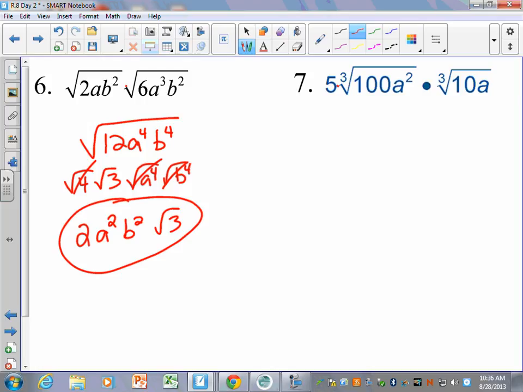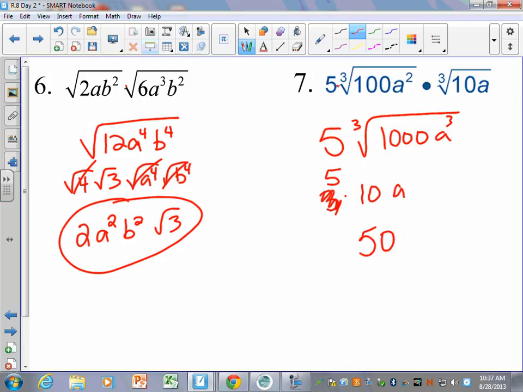Should work out nice today. We should have nothing left under the radical, right? 100 times 10 is 1,000. And then a to the third. And the cube root of 1,000, a lot of people think that's not a perfect cube, but it is. 10 times 10 times 10 is 1,000. So that's the same as saying the cube root of 1,000 is 10. And then the cube root of a to the third is a. So I think you should just get 50a on that. Did you get that?